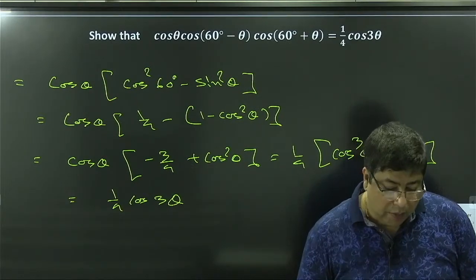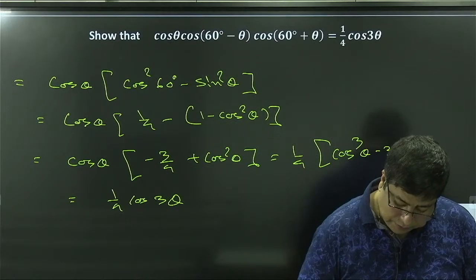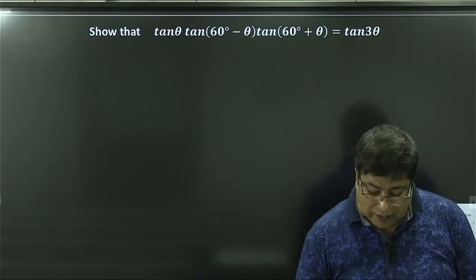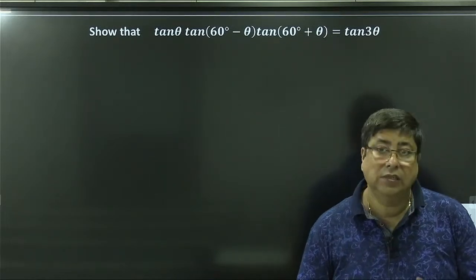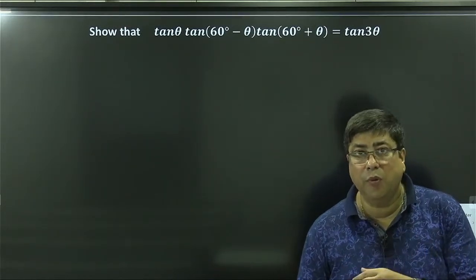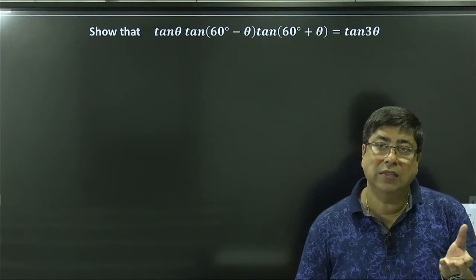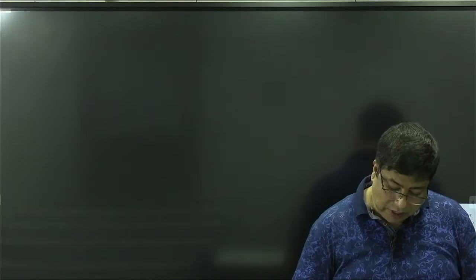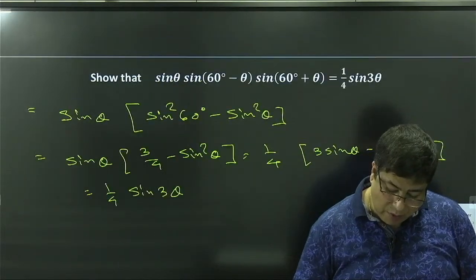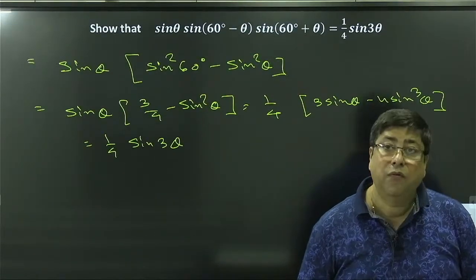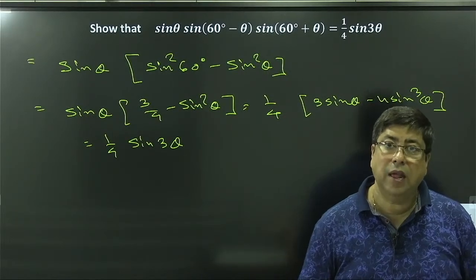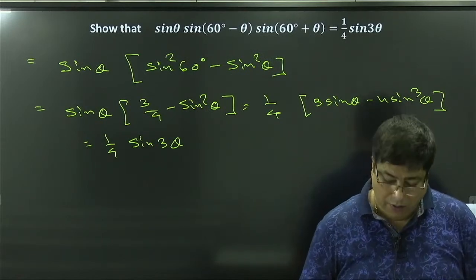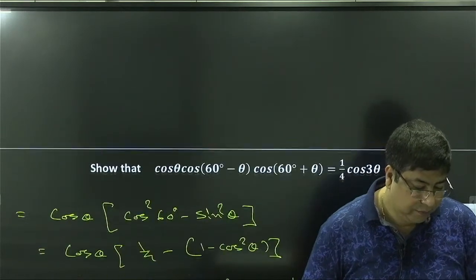Okay, so I am going to the next. Show that tan θ tan(60°+θ) tan(60°−θ) equals tan 3θ. It is unnecessary to prove, because sin θ sin(60°+θ) sin(60°−θ) you have done previously, we have proved this. Similarly for cos θ also, if we divide, we get tan θ. So I am not proving the tan formula unnecessarily, but it is a very important formula we have to keep in mind.